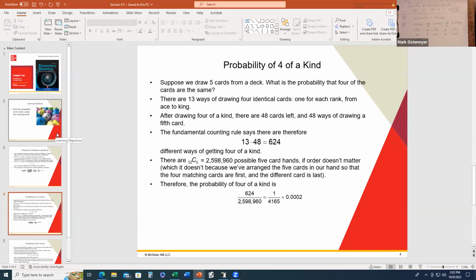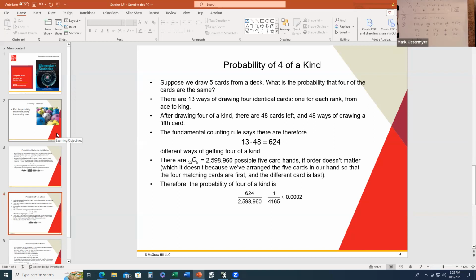My interpretation is that we draw 4 number 3 cards or 4 number 5 cards, or we draw 4 kings or 4 jacks or 4 queens or 4 aces. Is that a fair way to think about this or not? Now, why are there 13 ways of drawing 4 identical cards?